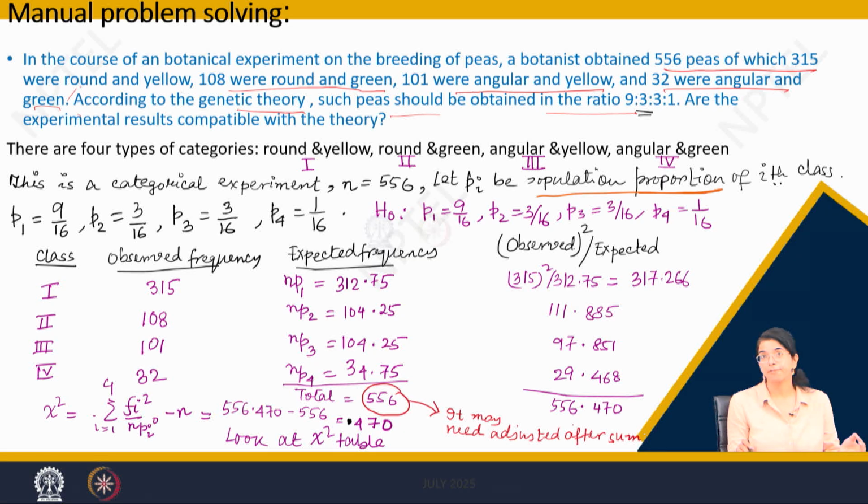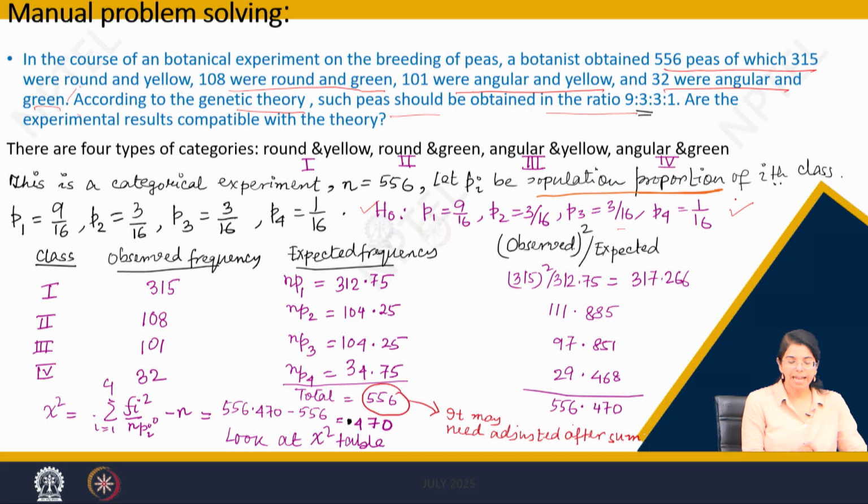So that's what is reflected here. 9:3:3:1, that is your population proportion. So what is your null hypothesis here? Null hypothesis is P1 is equal to 9/16. 9:3:3:1, altogether 16. So the proportion turns out to be 9/16, P2 3/16, P3 3/16, and P4 1/16.